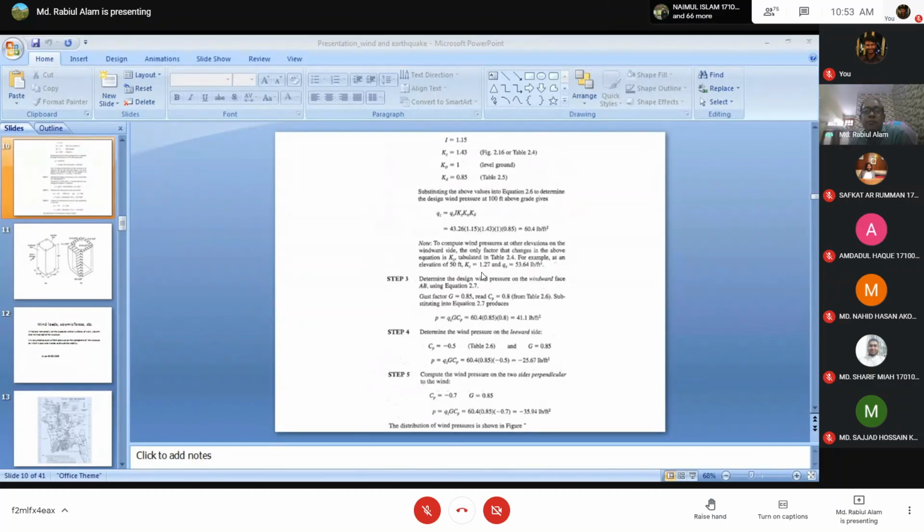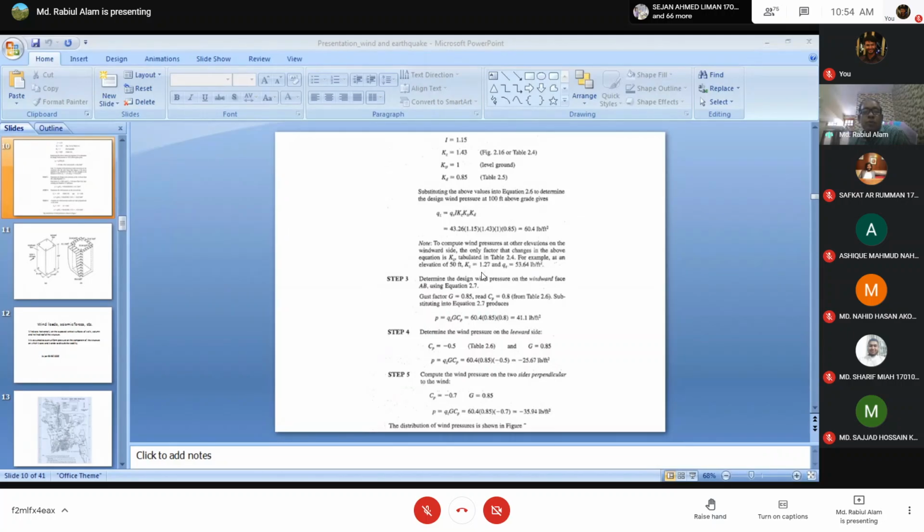Is it clear to everyone that this will be the qh value? Yes, sir. Okay, fine. You see here that for 50 feet the Kz value is 1.27. So at 50 feet height the qz value will be 53.64 pounds per square foot. Once you calculate the Kz value at 15 feet or 10 feet, the qz value will also vary. Once you calculate the qz, then you need to calculate the wind pressure on different faces.